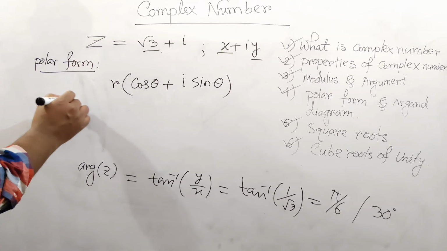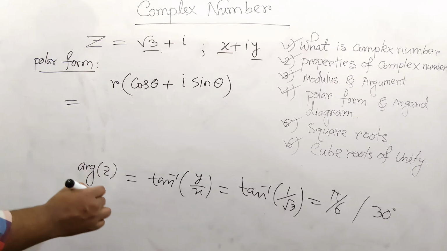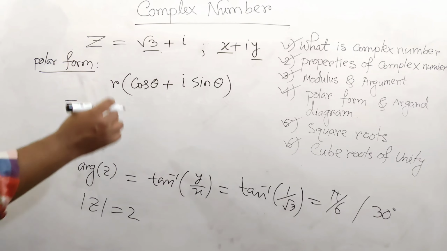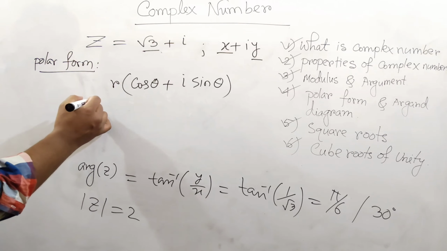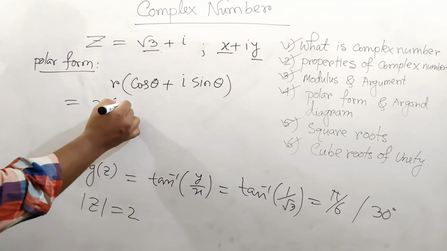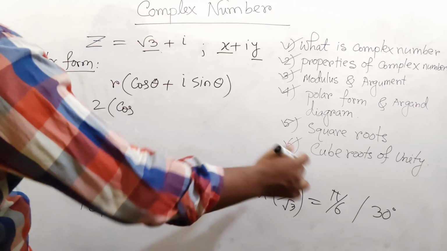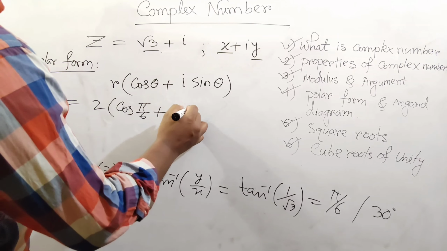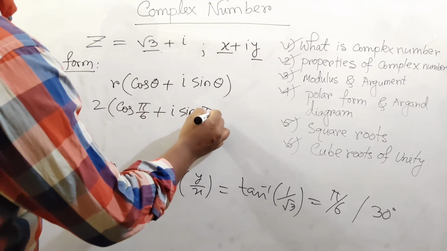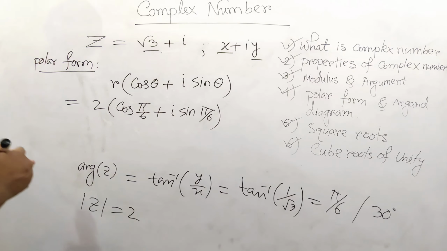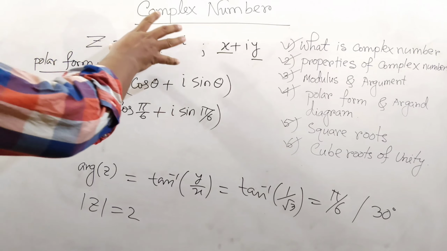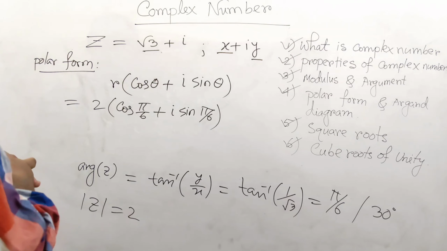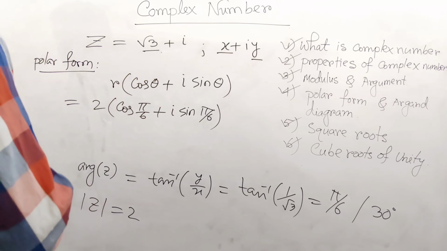Now we already know that the modulus, that is modulus z, is 2. So we just keep the value of this, and you can find it easily: 2 multiplied by cos, where the value of theta is pi over 6, plus i sin pi over 6. So this is the polar form of this given complex number. Now we will learn another important thing, that is, what is the Argand diagram.